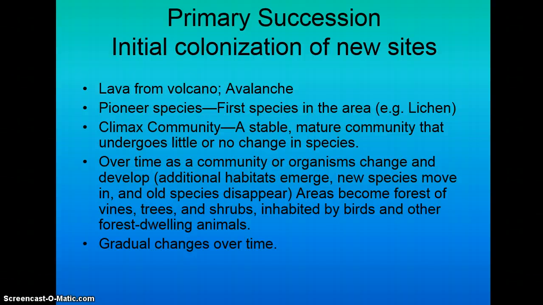Climax community is a stable, mature community that undergoes little or no change in species. Over time, as a community of organisms changes and develops, areas become forests of vines, trees, and shrubs inhabited by birds and other forest-dwelling animals. Gradual change over time. So primary succession is new, or the initial colonization of a new site.